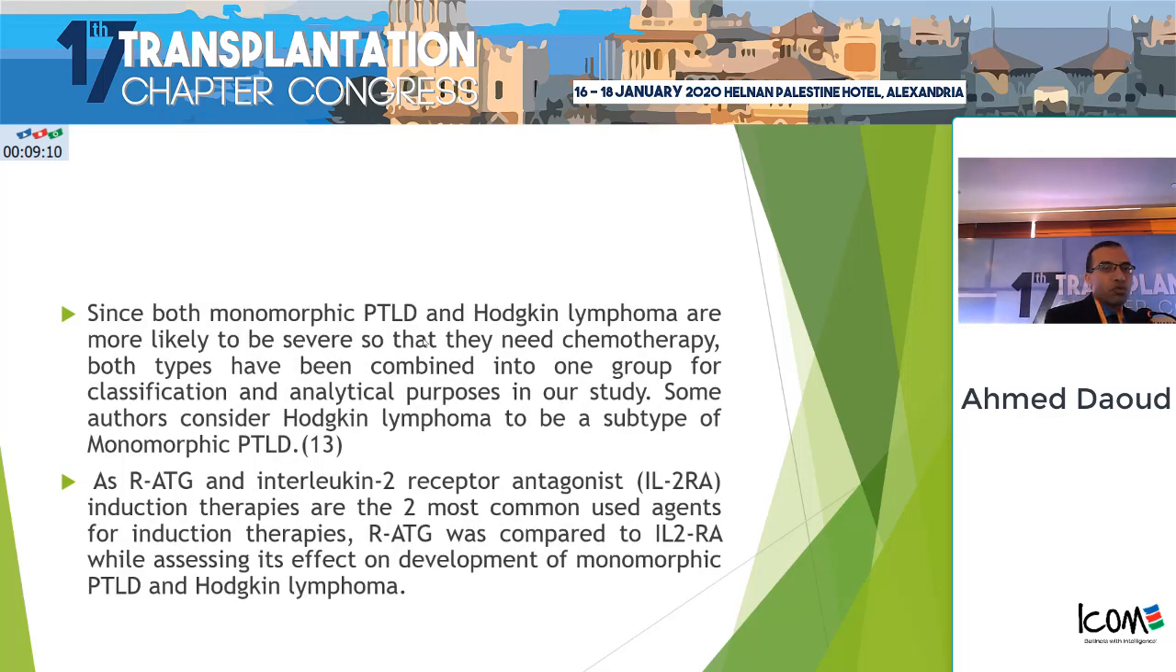And since both monomorphic PTLD and Hodgkin lymphoma are more likely to be severe, so that they need chemotherapy, both types have been combined into one group for classification and analytical purposes in our study. We even found in the literature that some authors consider Hodgkin lymphoma to be a subtype of monomorphic PTLD. However, this does not go with the classical WHO classification, but we found it in the literature also.